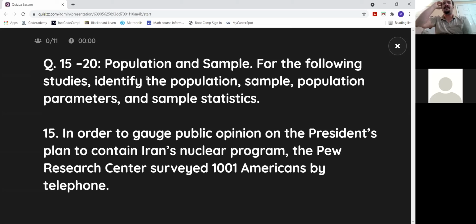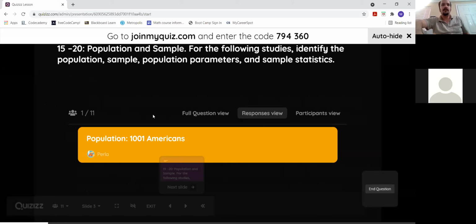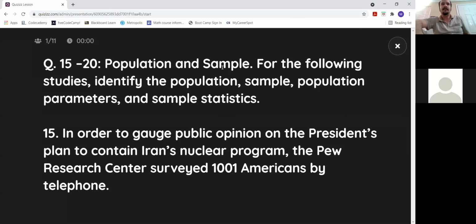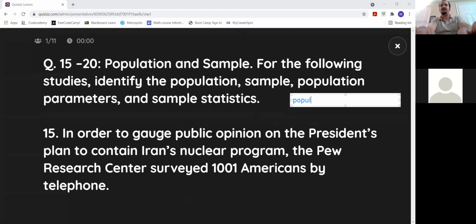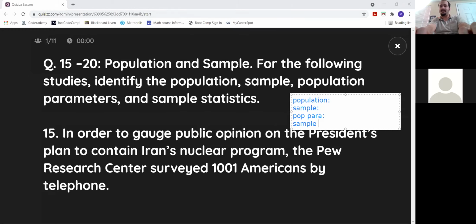Population and sample. For the following studies, identify the population, sample, population parameters, and sample statistics. Okay. So there are a lot of things they're asking you for on here. So let me get them down one by one. I want population, I want a sample, I want a population parameter, and I want a sample statistic.